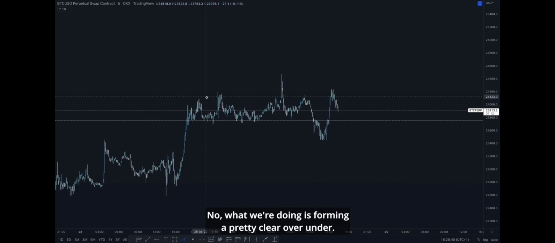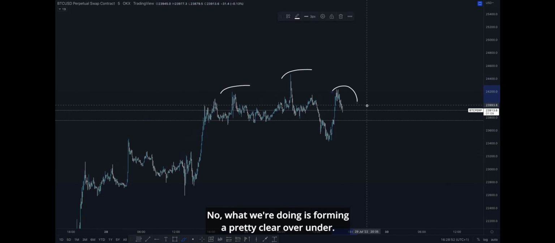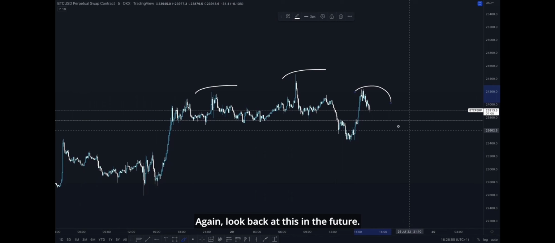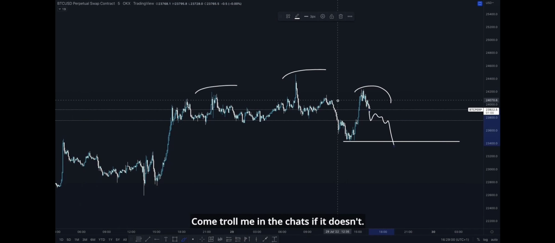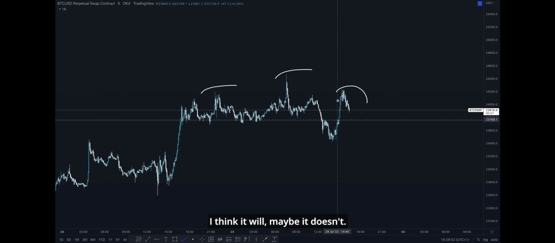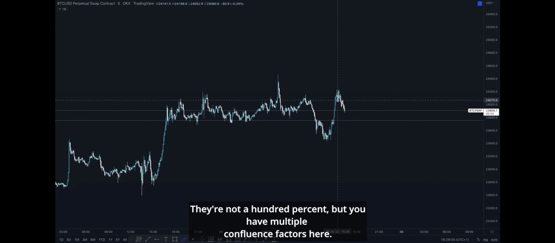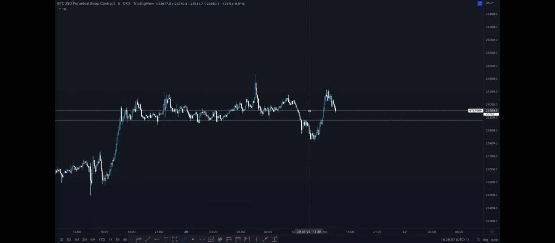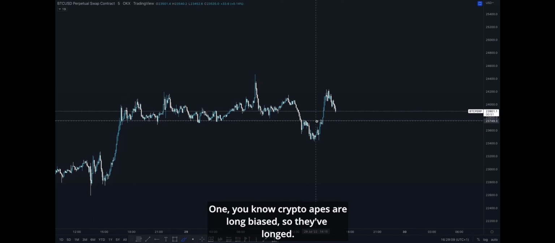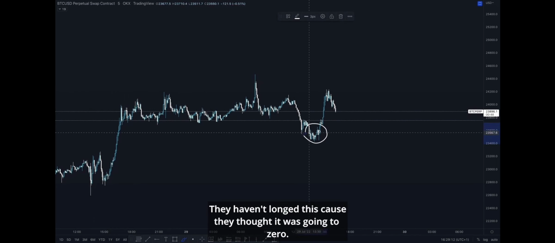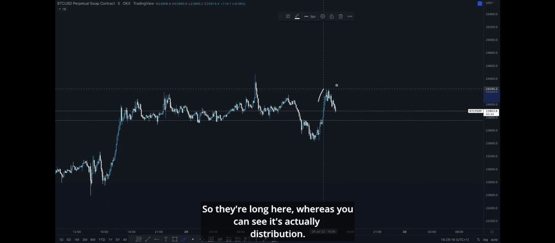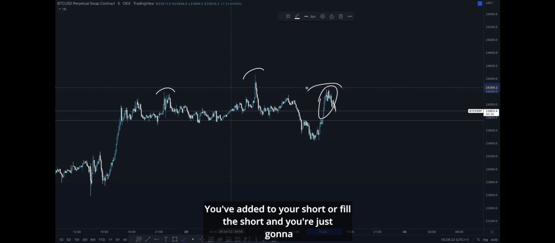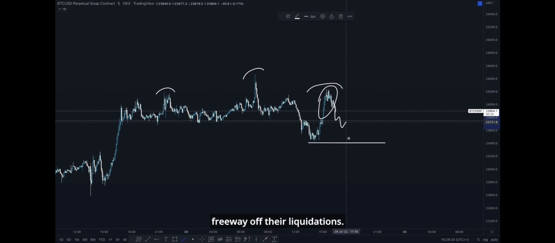No, what we're doing is forming a pretty clear over-under. Again, look back at this in future. I think this is going to break down and at least make a new low below here. Come troll me in the chats if it doesn't. I think it will. Maybe it doesn't. They're not 100%. But you have multiple confluence factors here. One, crypto apes are long biased. So they haven't longed this because they thought it was going to zero. They've longed this big green candle. So they're long here, whereas you can see it's actually distribution. You've added to your short or filled a short. You're just going to freewheel off their liquidations.